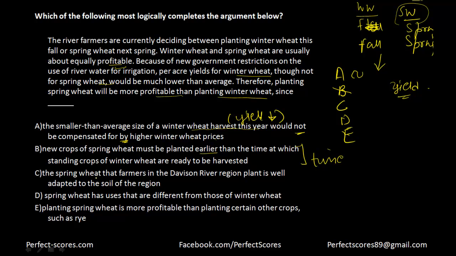C says the spring wheat that farmers in the Davison River region plant is well adapted to the soil of the region. Now we are not talking about how well adapted it is, so C is incorrect. D says spring wheat has uses that are different from those of winter wheat. Again, because of that we can't talk about profitability. And E says planting spring wheat is more profitable than planting certain other crops such as rye. Now we are not talking about other crops, that would be totally irrelevant.